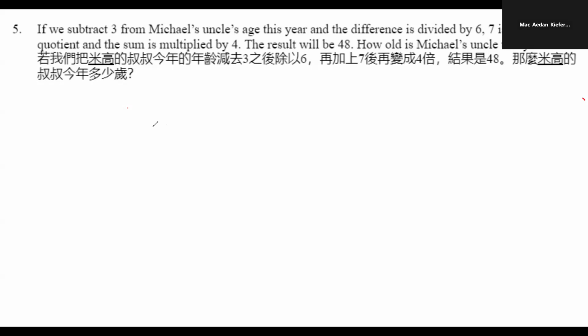The times 4 will be divided by 4. The plus 7 will be minus 7. The divided by 6 will be times 6. And the minus 3 will be plus 3. So, correct. 48 minus 48 divided by 4 is equal to 12.